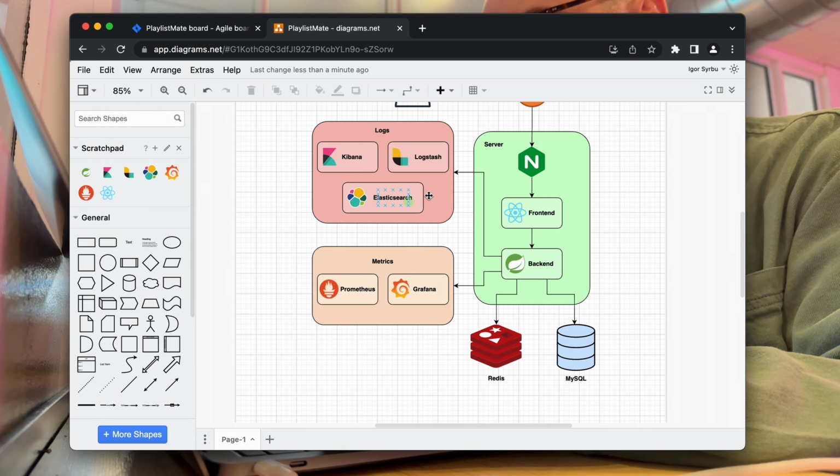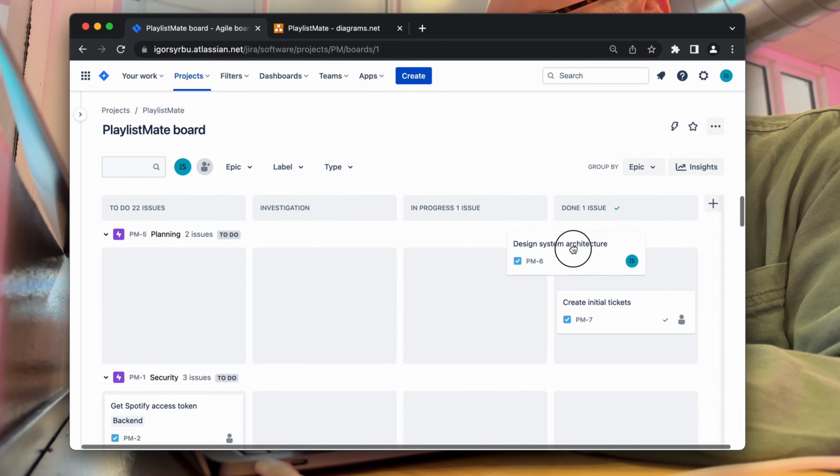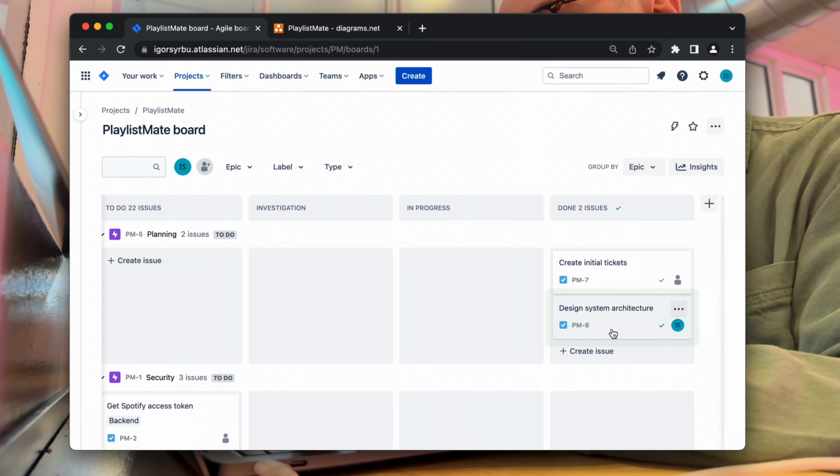As for log management, there is the ELK stack, which stands for Elasticsearch, Logstash, and Kibana. As for metrics, I have Grafana and Prometheus. And that's about it. Now I will head back home and set up the backend.